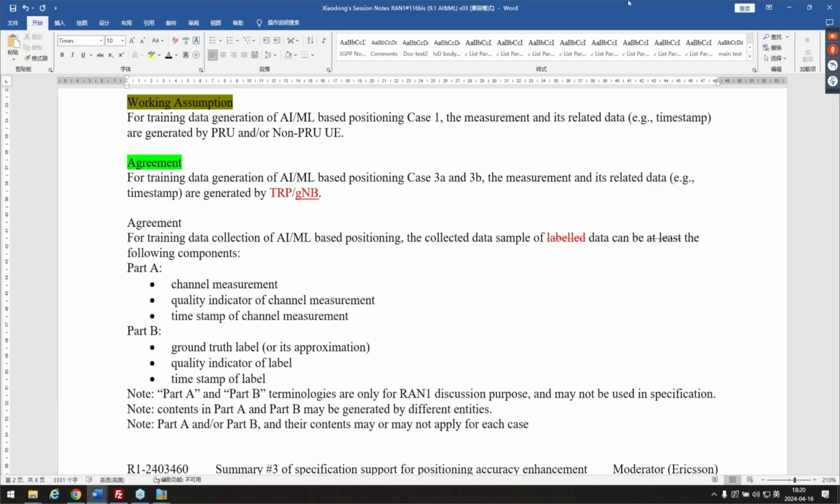Yeah, my comment was saying that the channel measurement and ground truth label are mandatory. They have to be there. Maybe the quality indicator and timestamp is where it can be optional. They may optionally exist. Then if it is the case, I will leave it to you to continue to organize the format. Okay. Please. Okay.